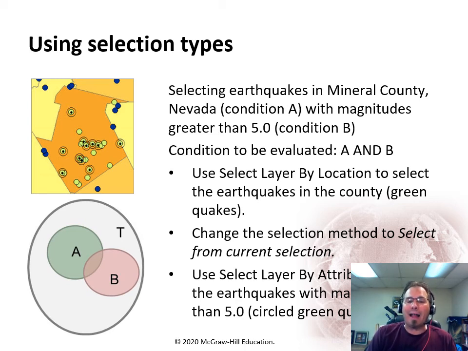Now I take that answer, I change the selection method to select from current selection, and then I do an attribute query where the magnitude is greater than 5.0. So that'll give me back both criteria, even though one was a spatial query and the other is an attribute query. This is something that you're going to do over and over again if you use GIS, because very rarely do you get the answer within just one data set.